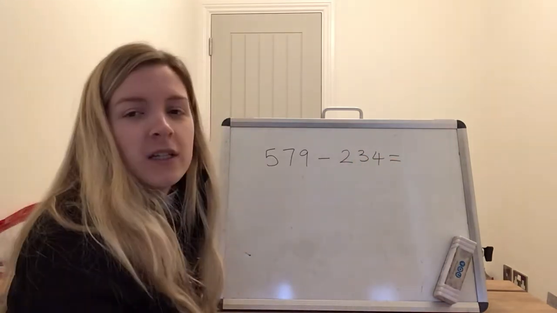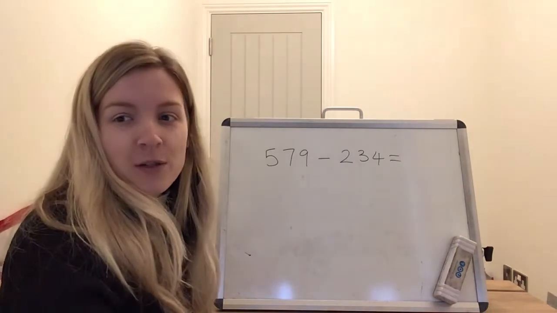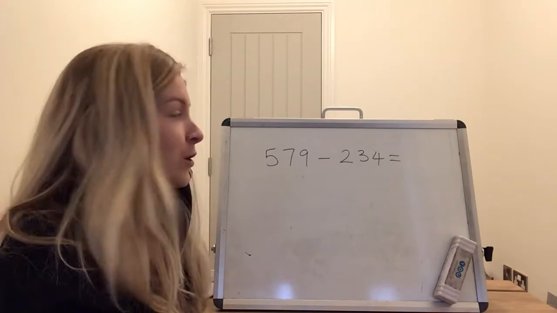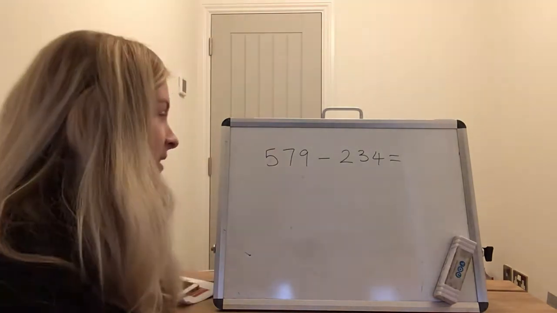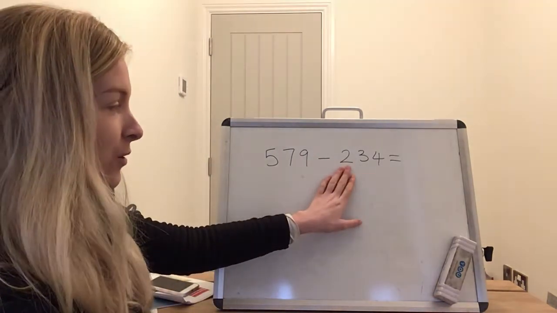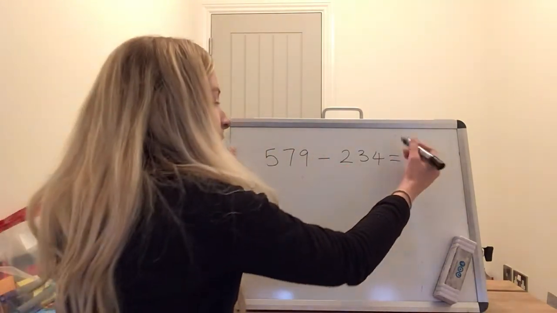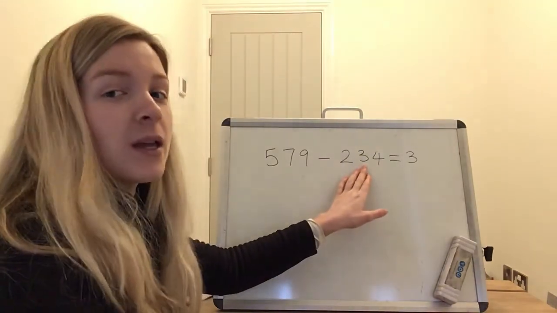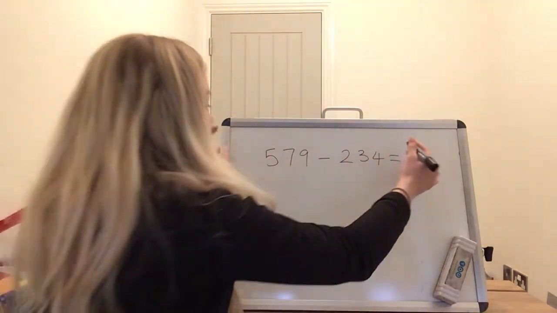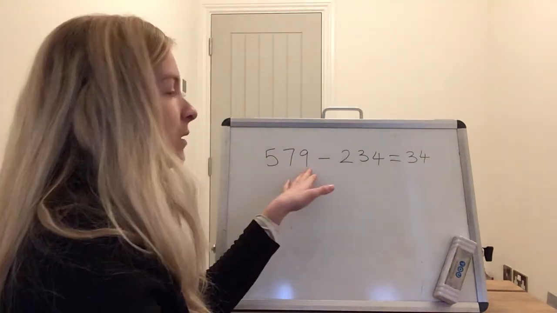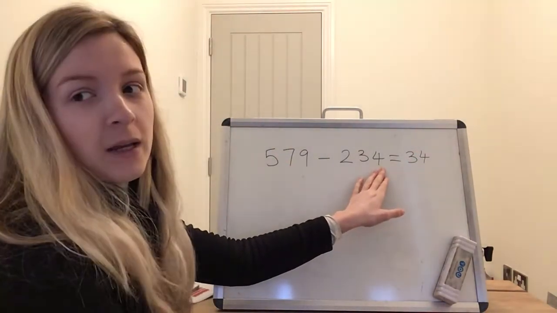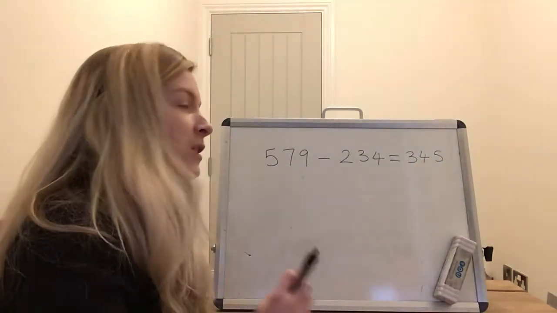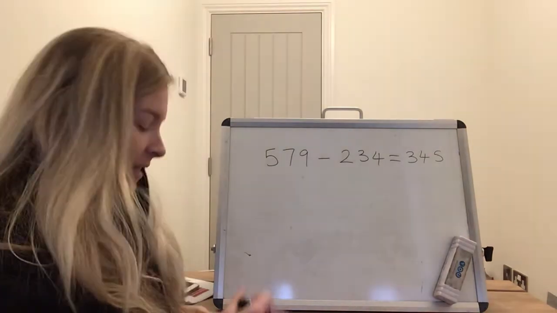Okay, 579 take away 234. How are we going to do it? We are going to partition it. Let's see, 500s take away 200s. Can we do that? Yes, we can. That would be 300s. 7 tens take away 3 tens would be 4 tens. 9 ones take away 4 ones would be 5 ones. Well done. So we can partition this one fairly easily.